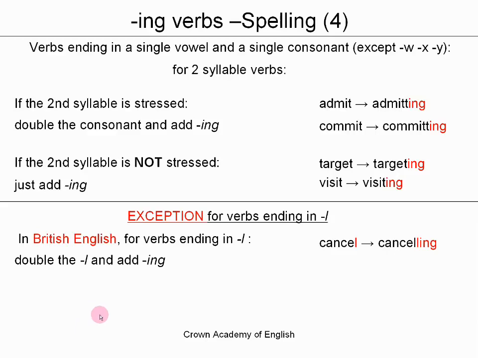So in British English you will see cancel. It's a two syllable verb, single vowel at the end, single consonant. It's a letter L, so we double the letter L and we add ing. And it's the same for travel. Travel, we double the L and we add ing.